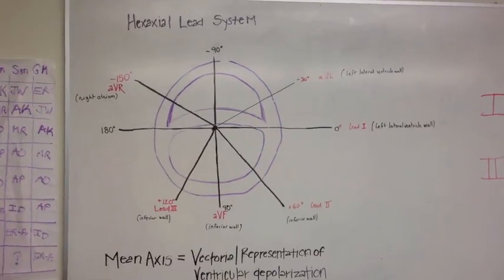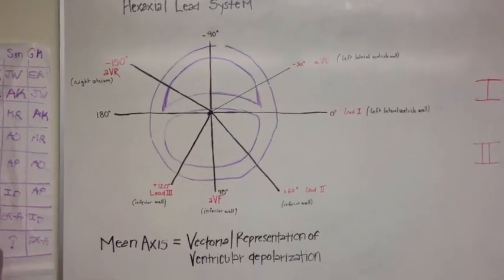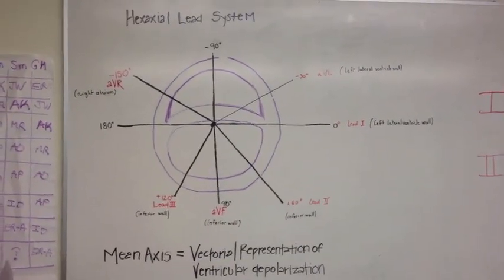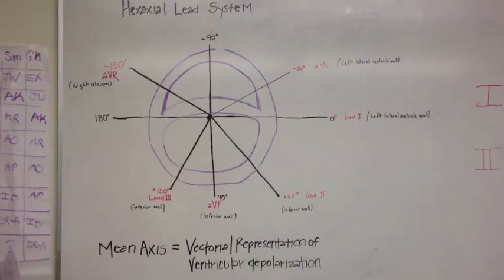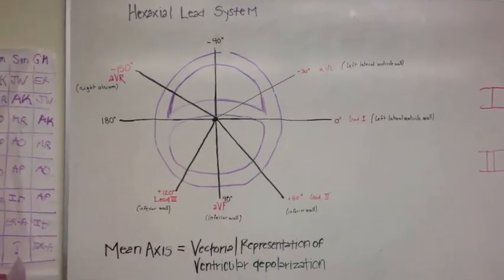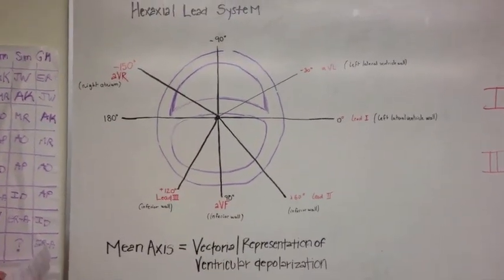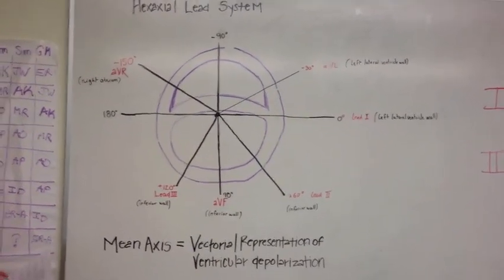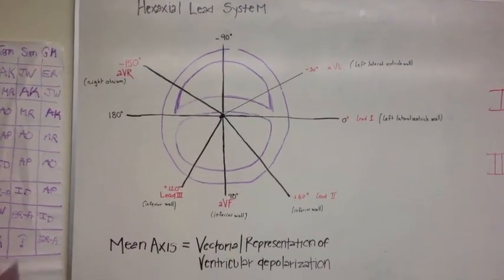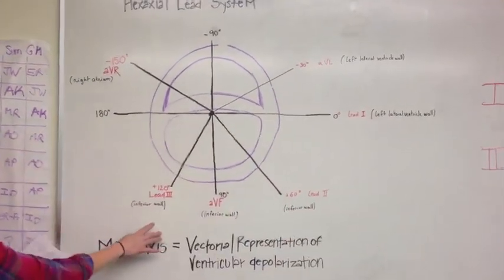So today I'm going to tell you about the mean electrical axis. And what this is, it's a vectorial representation of ventricular depolarization. So it's a sum of all of the waves of depolarization that are occurring simultaneously. In veterinary medicine, we typically use a hexaxial lead system, which is comprised of 6 leads. The standard multi-lead system includes leads 1, 2, and 3.